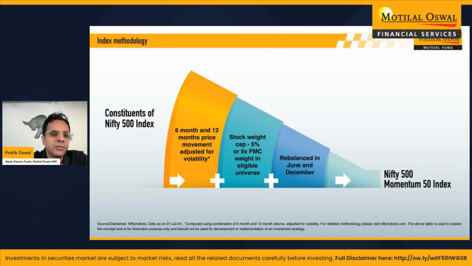So what's the expense ratio of the fund? The expense ratio of the fund is 1%. 1% is the expense ratio. That's what it is. Your direct plan will be between 0.3 and 0.35. So that's the expense ratio.